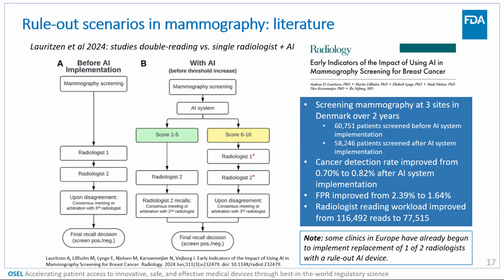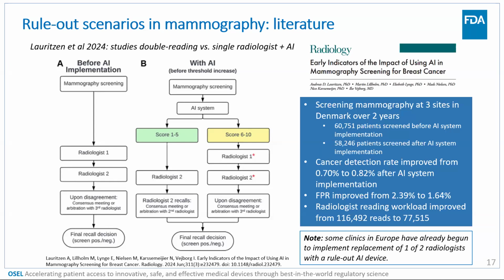So in the US, the standard of care for mammography screening is a reading by a single radiologist, whereas many places in Europe, including Denmark, the standard of care is a double reading. So they have to have 2 radiologists legally look at every image, whereas in the US, only a single radiologist has to look at every image. And because of this double reading, it's been easier to conduct rule-out studies in Europe.